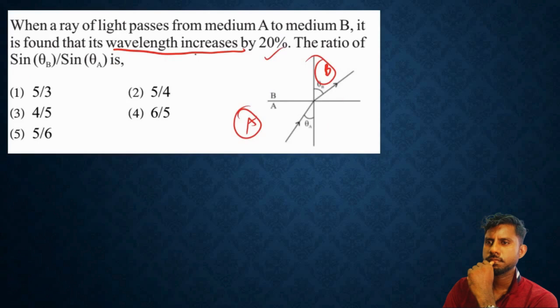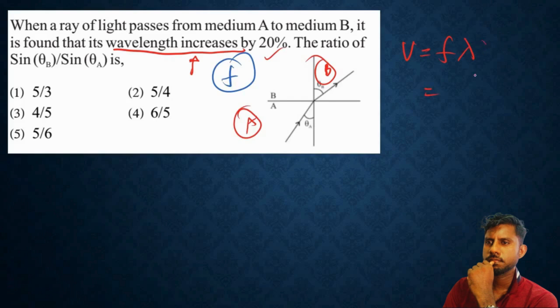So here this is the only data we are given. The wavelength increases by 20%. The thing you should remember is that there's no change of frequency in refraction. We assume there's no change in frequency. So with that assumption, we know the equation v equals f lambda.